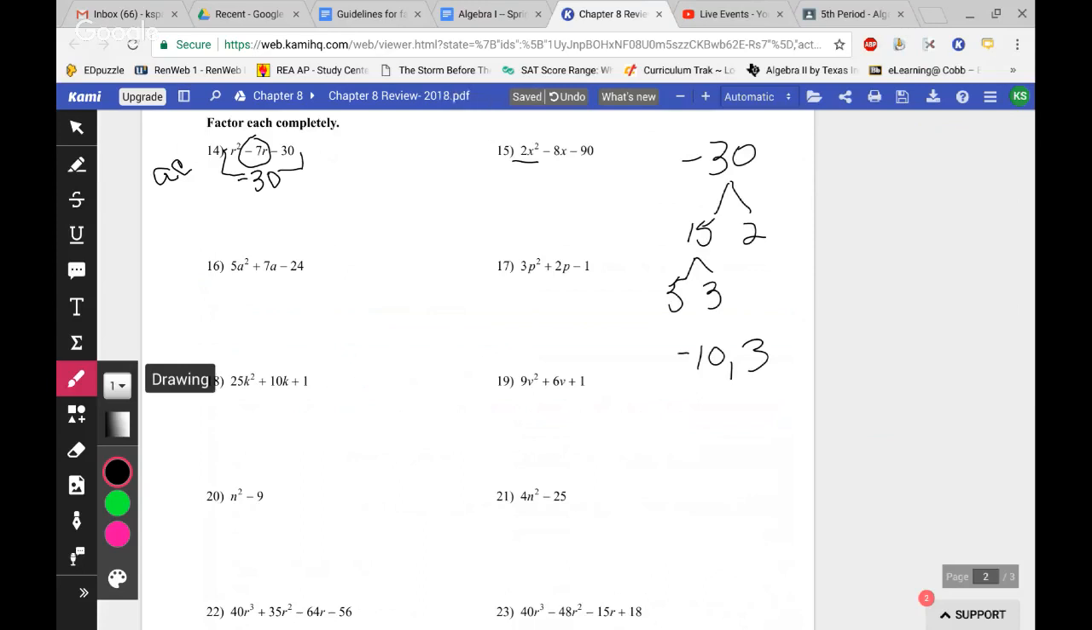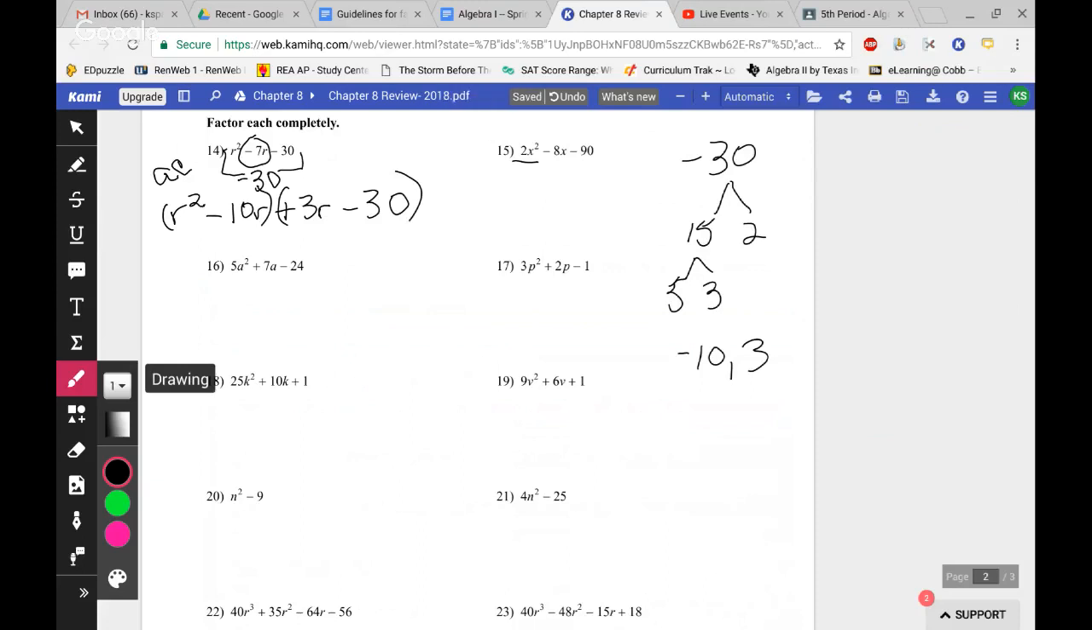So the 10 would need to be bigger. So it's going to be negative 10. So I'm going to rewrite this as r squared minus 10r plus 3r minus 30. Because now my middle term to make up that negative 7 is my negative 10 and my 3. Do you see that? Yeah. Okay, so then I'm going to factor by grouping just like I did yesterday.